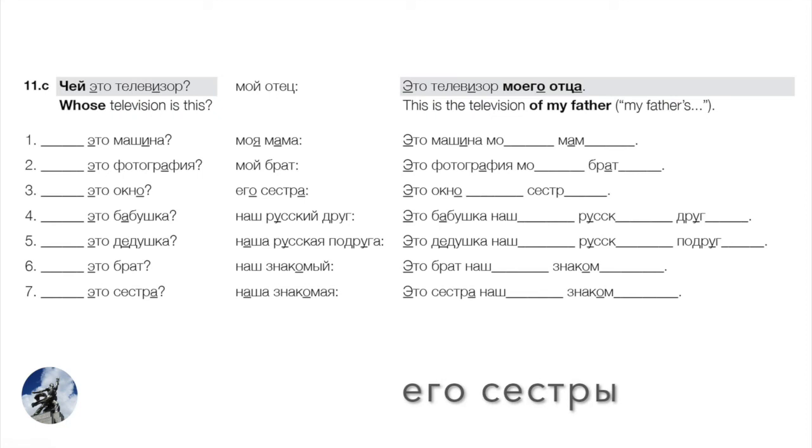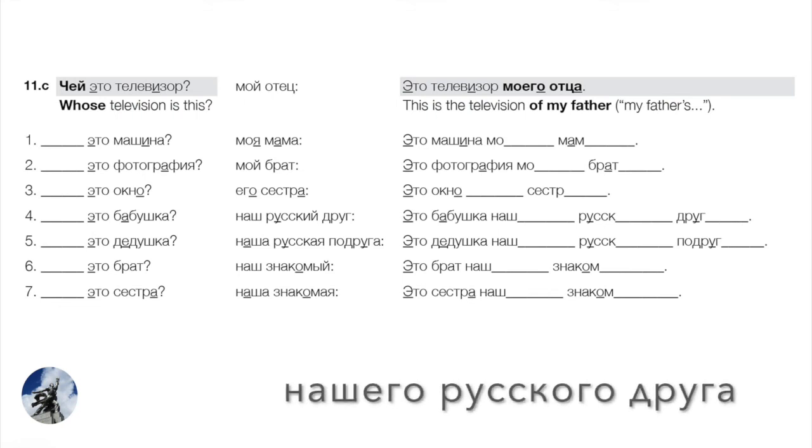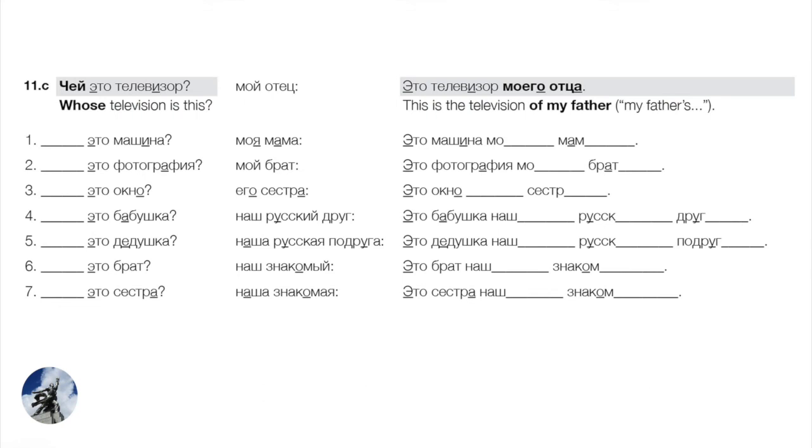Это окно его сестры. Okay, now remember that его, the his, is never ever going to change, right? So in here it's simply modifying sister. Sister is what we need to put into the genitive. Это окно его сестры. Number four, whose grandmother is that? Чья это бабушка? Okay, let's say that's the grandmother of our Russian friend. Это бабушка нашего русского друга.